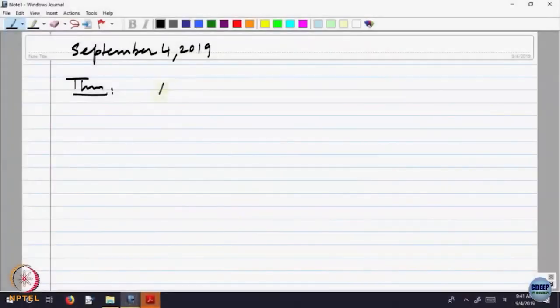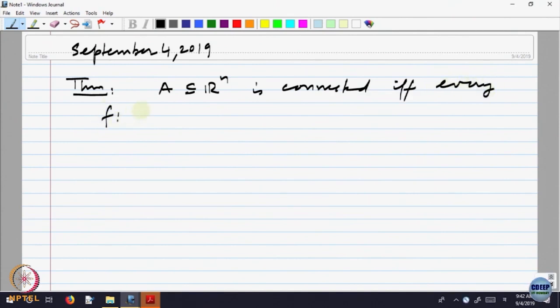Right, so we were looking at connected subsets of Rn and we were trying to prove a theorem. We had given illustrations of that theorem, namely: A contained in Rn is connected if and only if every continuous function f from A to the two points {0, 1} is constant.